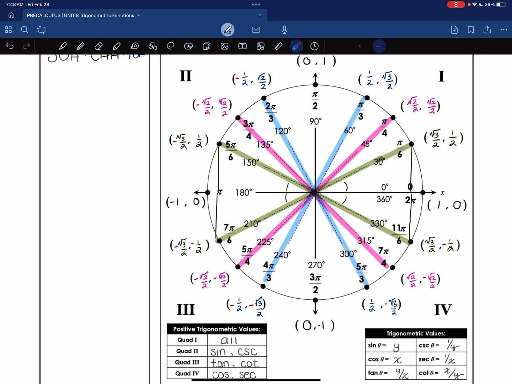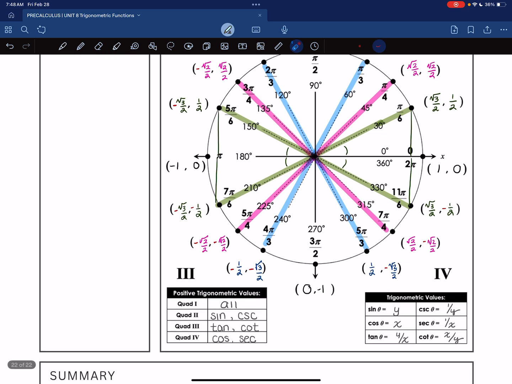Again, just to summarize what we said at the top of the page, sine is y, cosine is x, and tangent is the ratio of those two. And these are the reciprocals. All we've done is take and flip those initial function ratios.